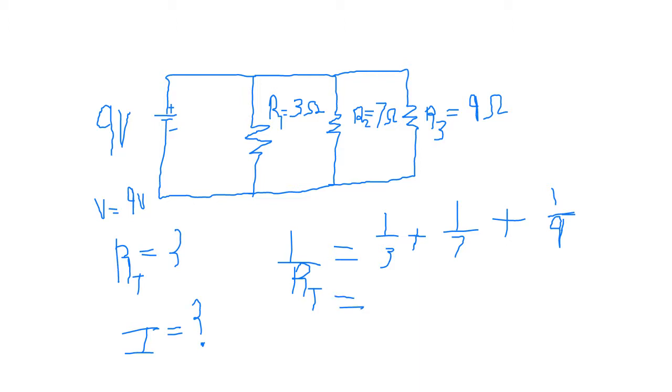We got 1 over R total would equal 21. Go ahead, Austin. What do you got? Can't you also do 28? Or no? Does 3 go into 28? How many times does 3 go into 28? Oh, wait, my bad. Right, 9 doesn't go into 28 either. So we got to use 63.